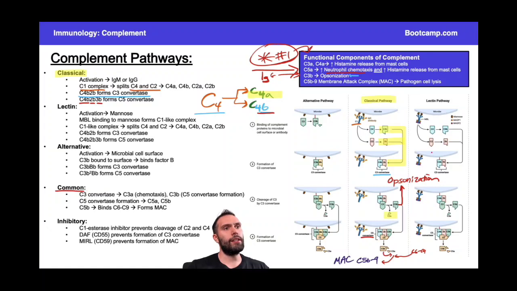We're saying common because all of these different pathways are going to have some slight differences up here, but once you get to this C5b step, you can see they all have C5b here, you're essentially going to be going down the same pathway, right? The C5b is going to bind to C6 through C9 and form the MAC.